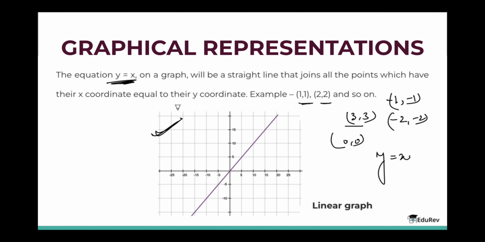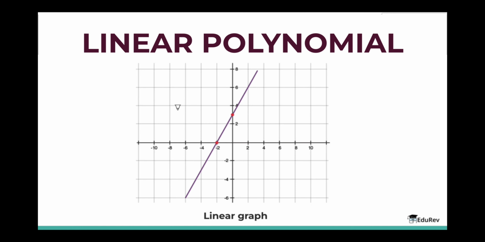Let's see the geometrical representation of a linear polynomial that looks exactly like this. The graph of a linear polynomial is also a straight line. It cuts the x-axis at exactly one point. In a further lecture, you're going to see that this is termed the root of a polynomial. Do not worry if you do not know what a root is. Let's just understand this in further lectures.